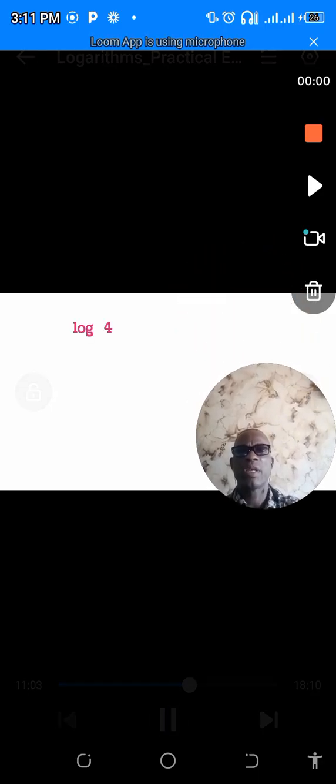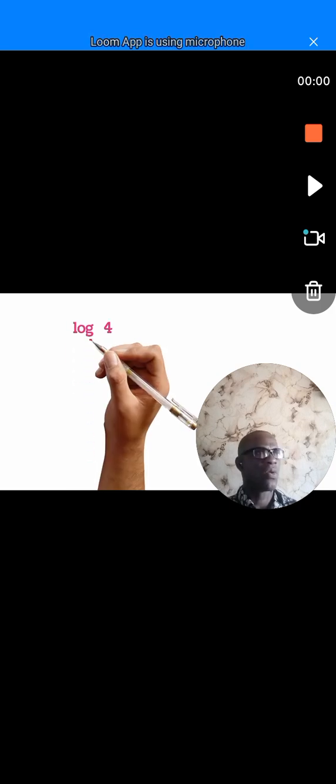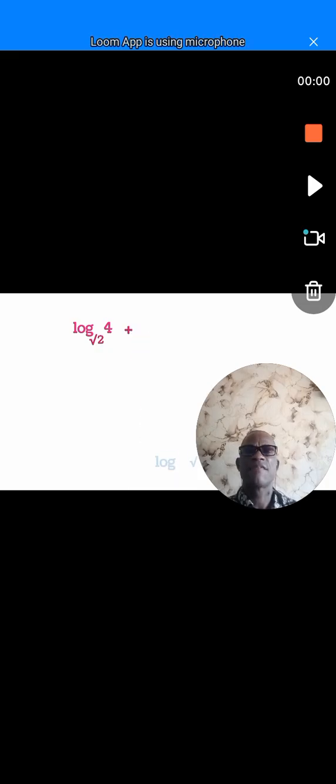Now the question again: log 4 base root 2 plus log root 27 base 9 minus log 1 over 5 base 5.